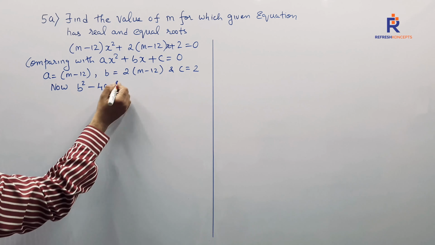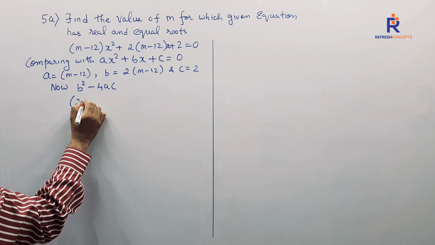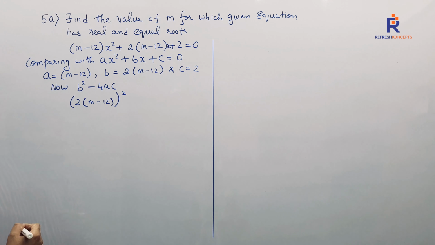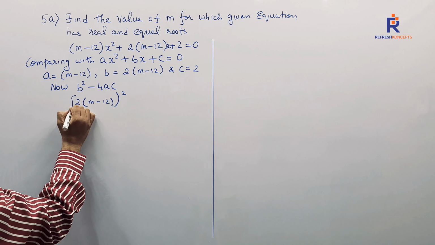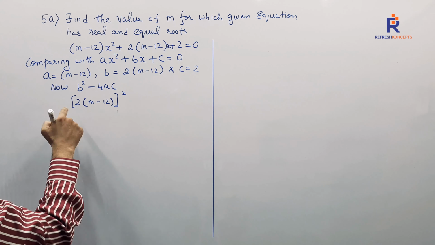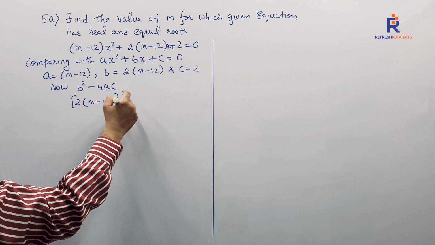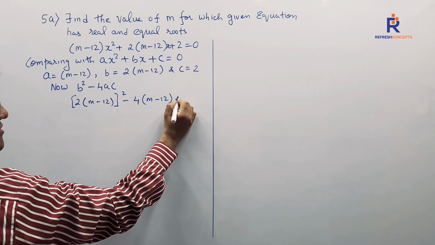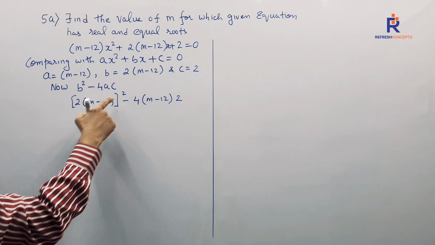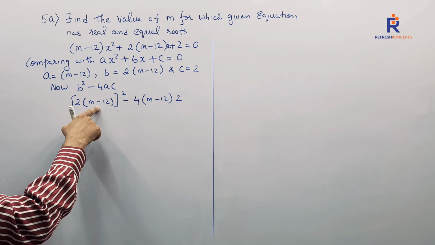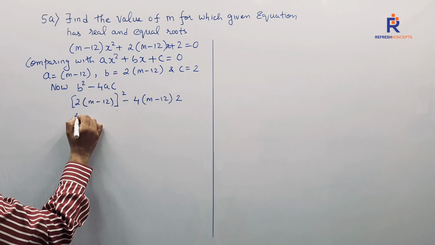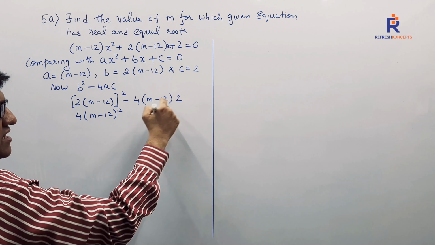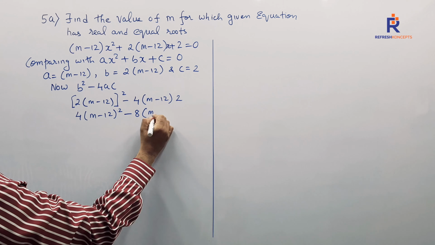Now b square minus 4ac. What's the value? b is 2 into, within the bracket, m minus 12, the whole square. If you want, you can insert some other bracket also; square bracket is what we say. So 2 into m minus 12 the whole square, minus 4 into a into c. Is the square applicable to 2 also and to m minus 12 as well? So 2 square is 4, m minus 12 the whole square. 4 2s are 8, so minus 8 into m minus 12.